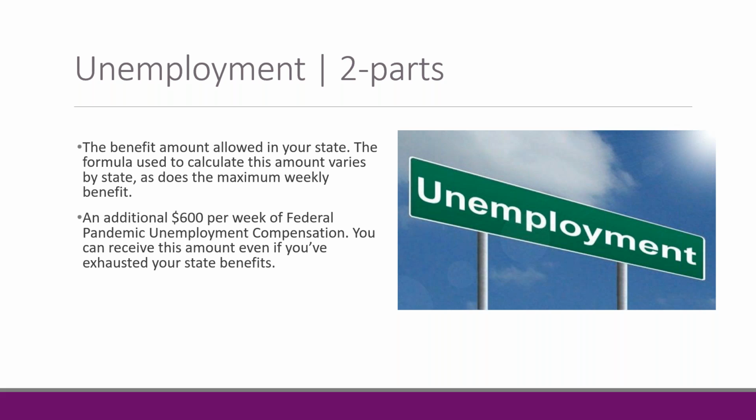Unemployment. So there are two parts to the unemployment. The first part is the benefit amount that's allowed in your state. The formula used to calculate this amount varies by state, as does the maximum weekly benefit. So your benefit depends on the state in which you live.